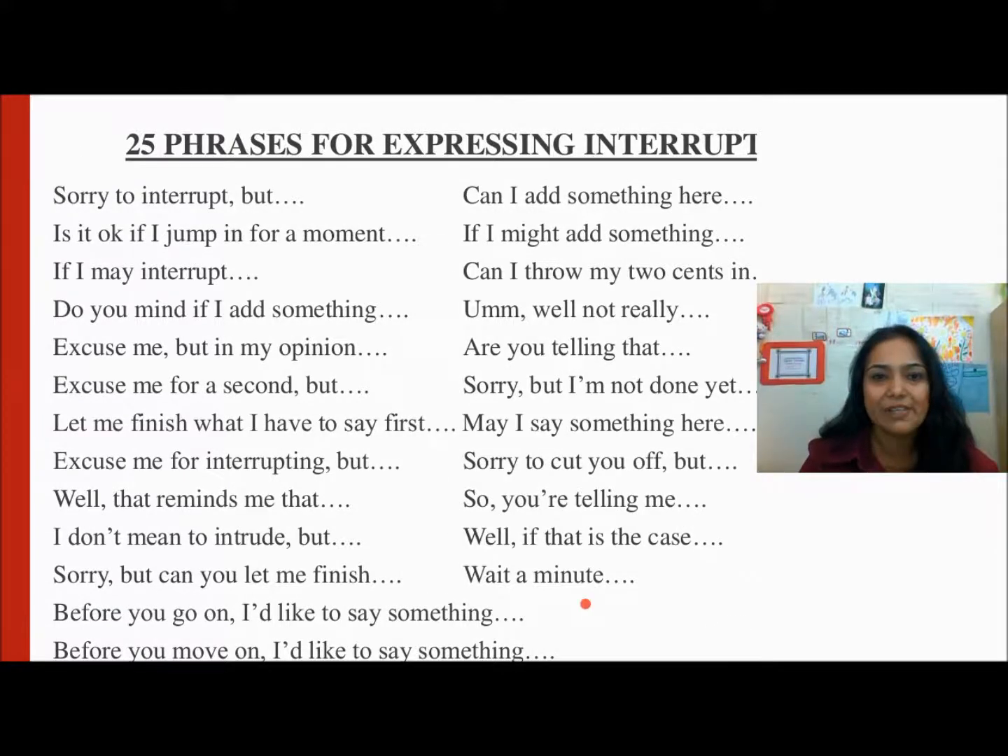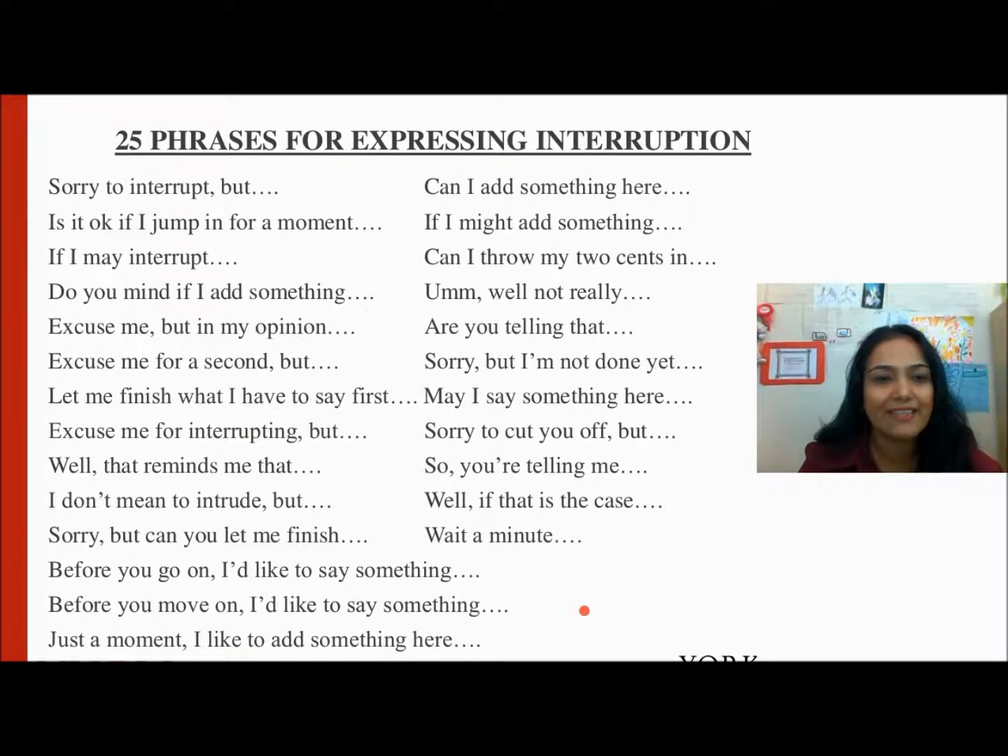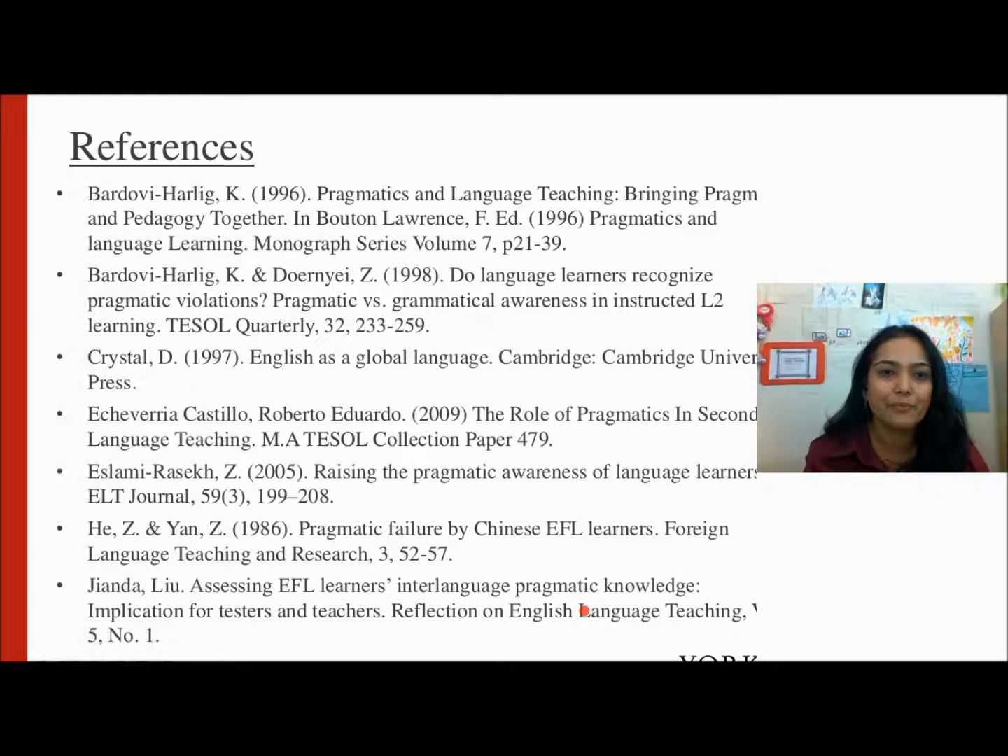So say, for example, if it's a phrase which says expressing opinions, and if they have a little slip of paper that says, excuse me for interrupting, then they have to go and put that phrase under interruption and not under opinion. That way they get more used to the phrases.